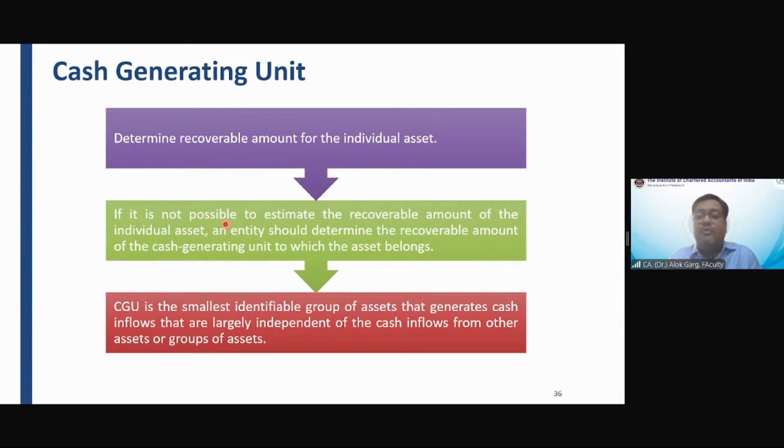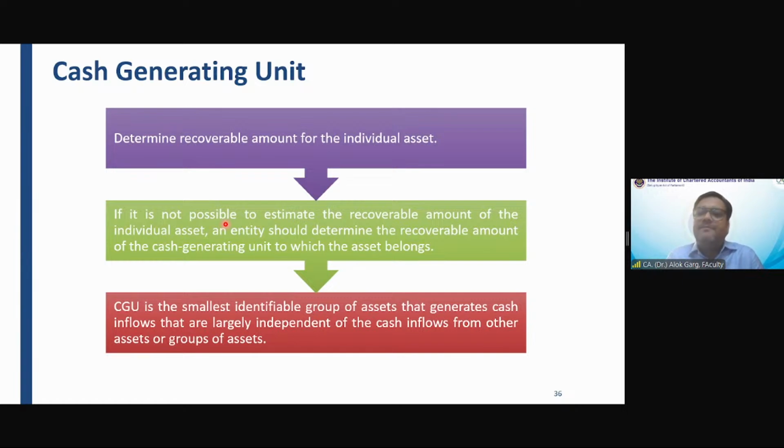You are absolutely right. Since this machine is not generating any cash flow, this machine is just fixing the tire, right? And hence the value in use would be difficult to determine for this machine, okay? Because it is not giving any cash flow.